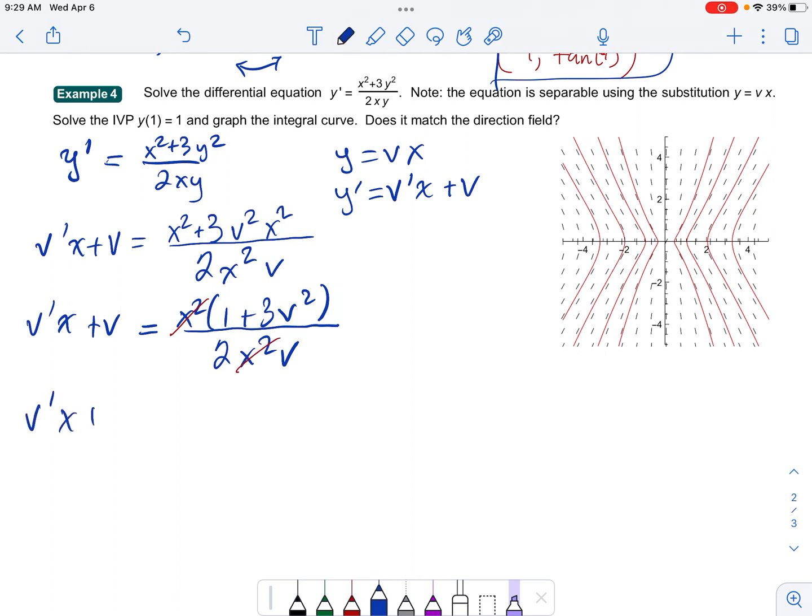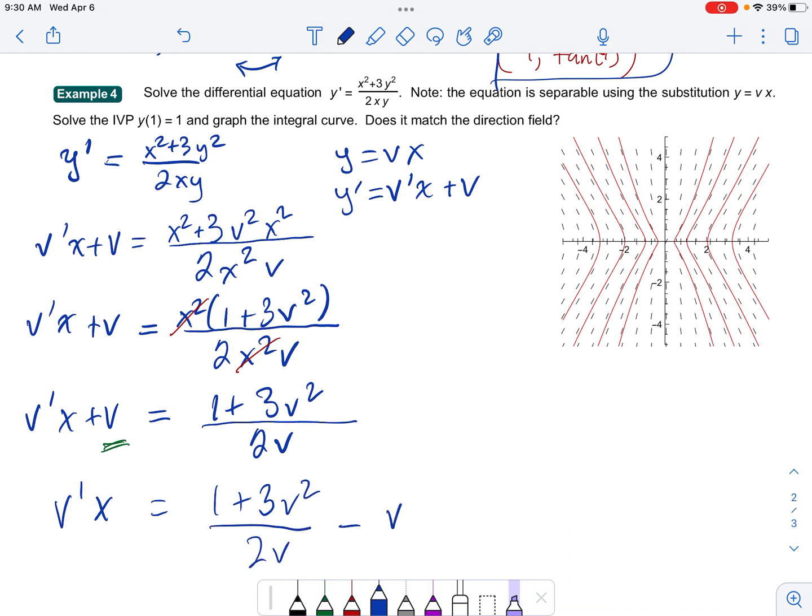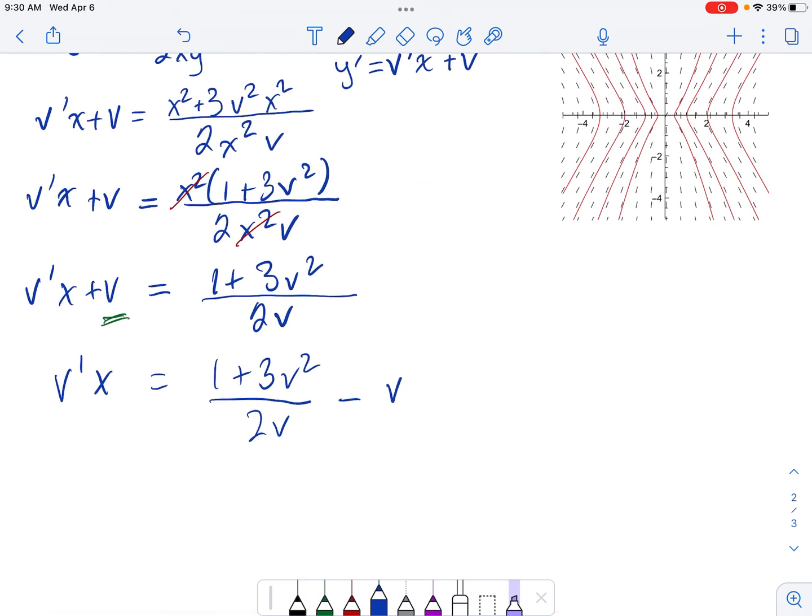So now I have v prime x plus v equals 1 plus 3v squared over 2v. From here, let's subtract this v term out, and I'll get v prime x on the left, and 1 plus 3v squared divided by 2v, minus v. I actually want to subtract and combine the two terms on the right-hand side, so I need to get a common denominator. I multiply the bottom by 2v and the top by 2v, so that'll make it a v squared. Now I can combine these two terms on the right-hand side, and I'll have a common denominator of 2v. It'll be 1 plus 3v squared minus 2v squared, which leaves me with 1 plus v squared.